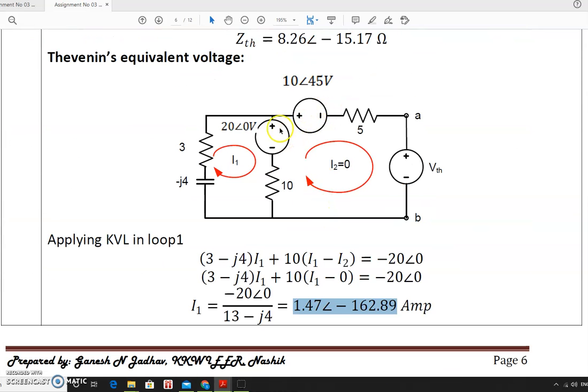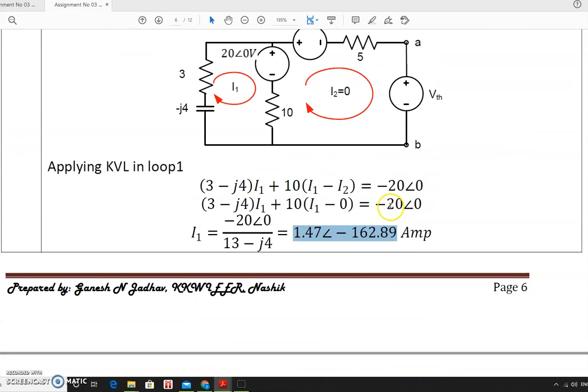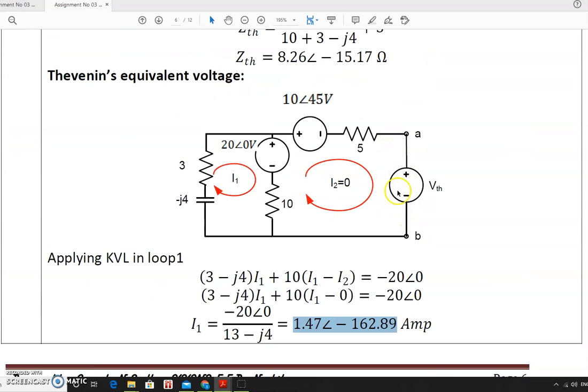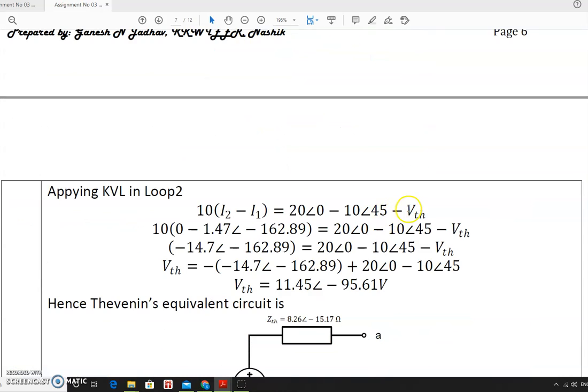20 at an angle of 0, because it is indicating plus sign. Then here it is indicating minus sign. This arrow is indicating minus sign. This is minus 10 at an angle of 45. Again we are traveling from A to B. Again it is indicating minus sign, so it is a minus VTH.